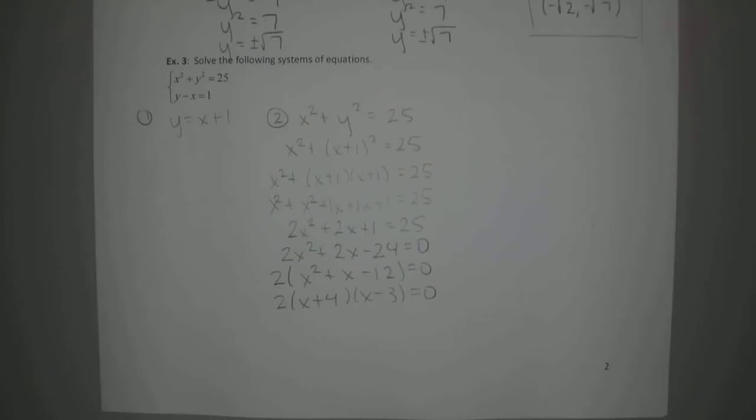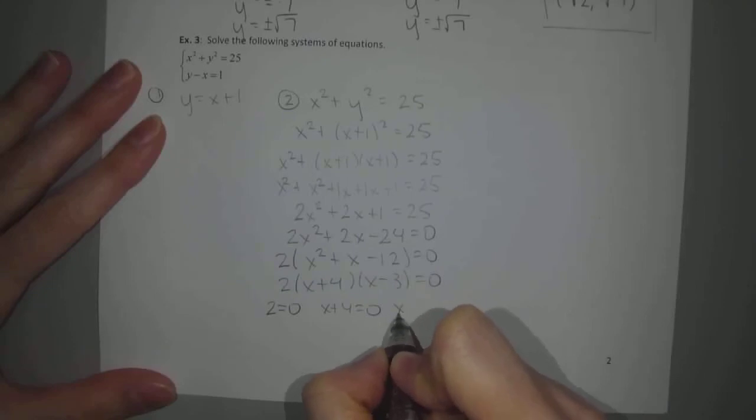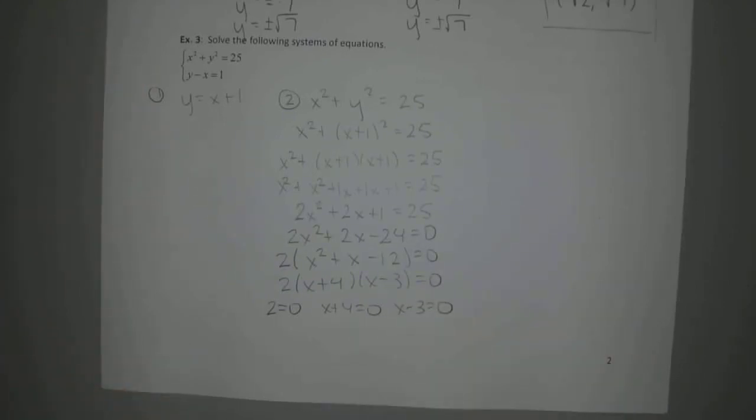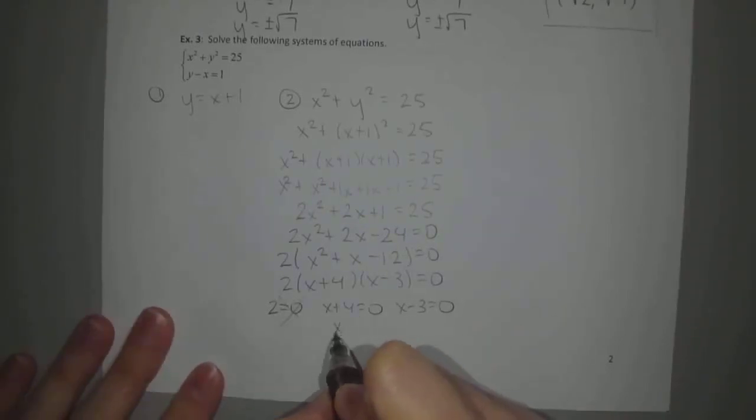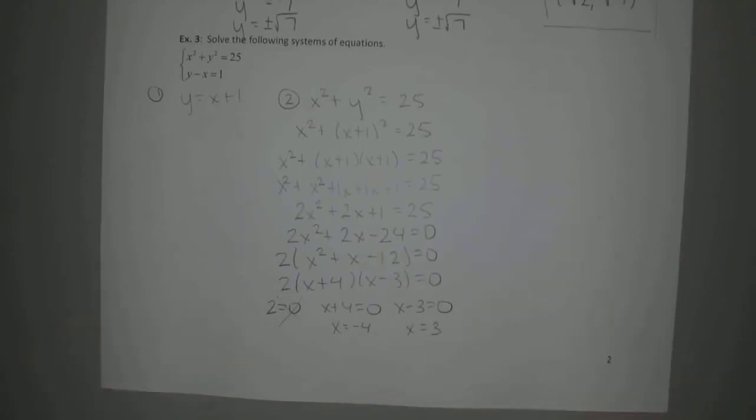Once we have it all factored out, do you remember what you do to solve? Yeah, and you set each of the factors to 0. So we'll set 2 equal to 0 and solve, x plus 4 equal to 0 and solve, and x minus 3 equals 0 and solve. Well, can 2 equal 0? No, so that's not really part of our answer. This will be x equals negative 4, and this will be x equals 3. So now we can find our y. One will go with an x value of negative 4, one will go with an x value of 3. So that's just step 3.